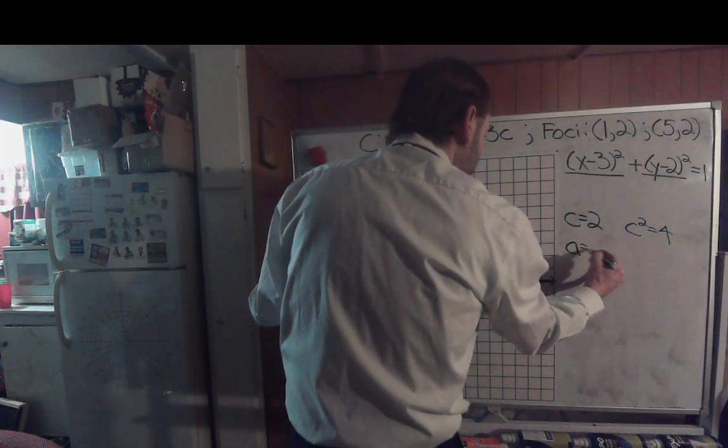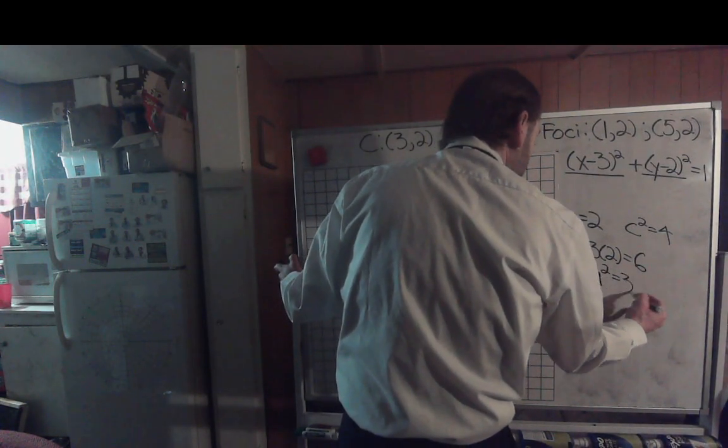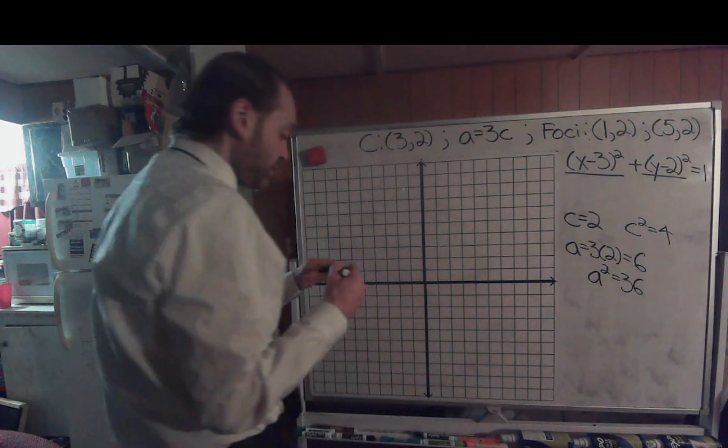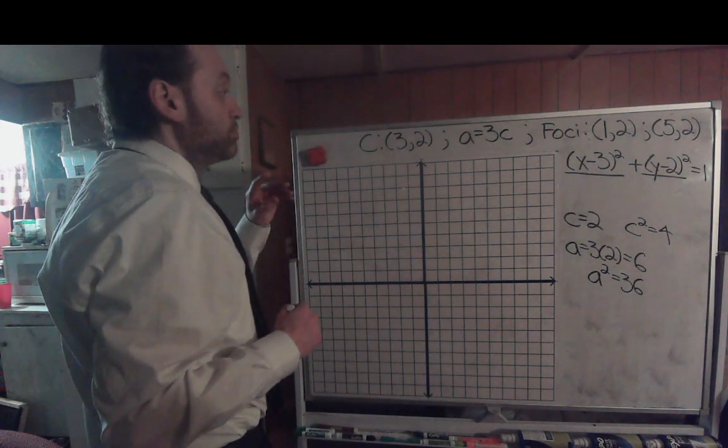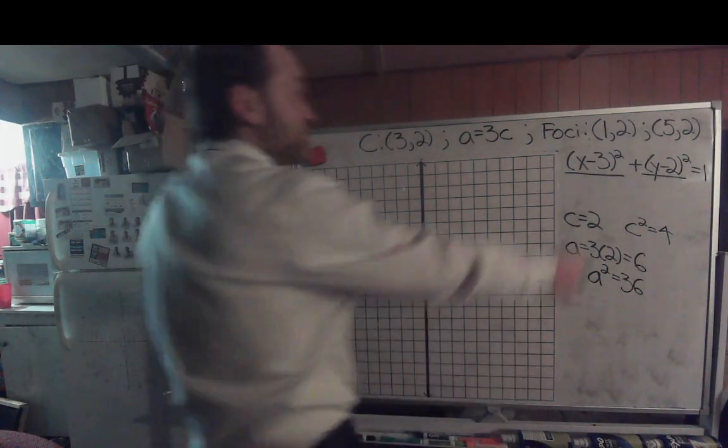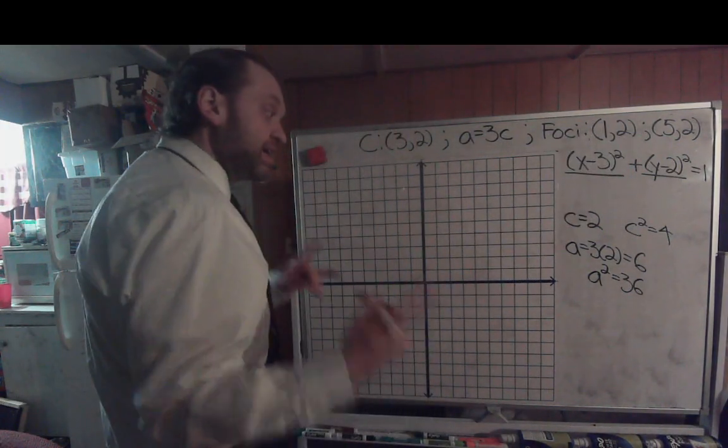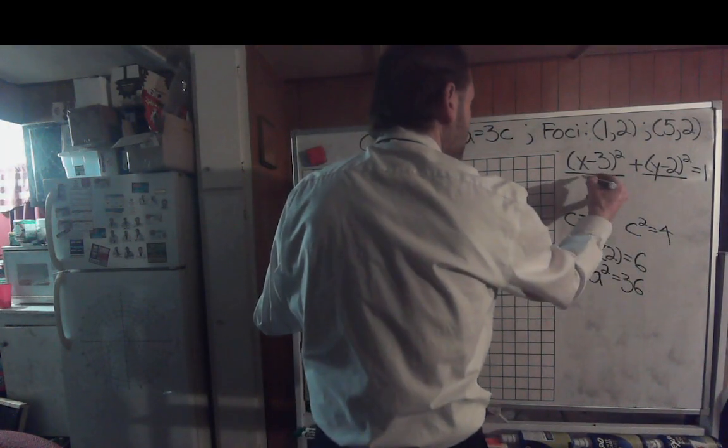Now they tell you a equals 3c. So a equals 3 times 2, which then means that a equals 6. So a squared would have to equal 36, right? Now, foci denote your major axis. There's changes in the x-coordinate. That means the x-axis is your major axis. So that a squared of 36 would go below the x minus 3 squared.